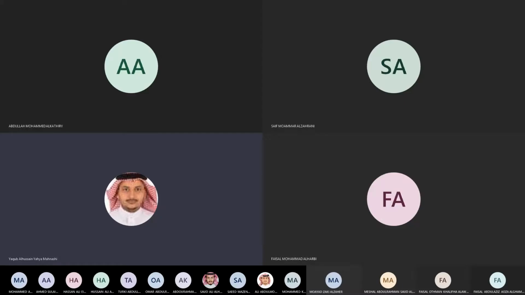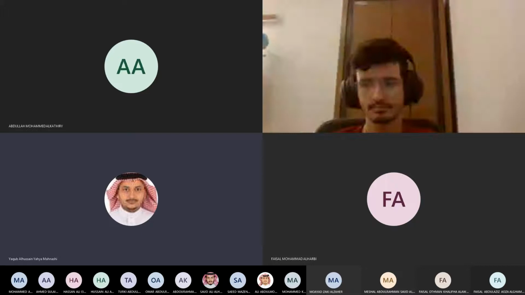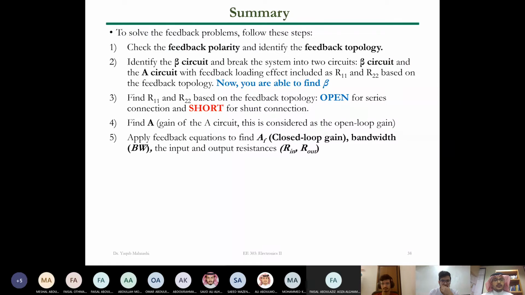What we have today, inshallah, we'll end the feedback and then we'll start the filters, inshallah. So as you have seen from our discussion of all the topologies of the feedback, this is a general summary of how you can solve a feedback problem.